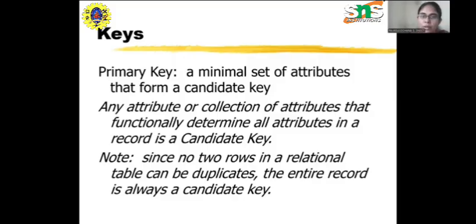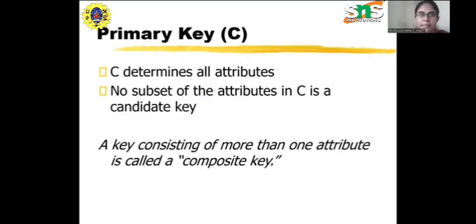So any attribute or a list of attributes that functionally determines the remaining attributes in a given relation is called as candidate key. We can define candidate key in that way. So in a given relation, no two rows or no two tuples will be the same, right? So entire record is completely considered as a candidate key. Since this condition or this criteria is satisfied, we can consider entire record as a candidate key. So if C determines all the attributes, none of the subset of attributes in C can be considered as candidate key. This is one condition that you should remember.